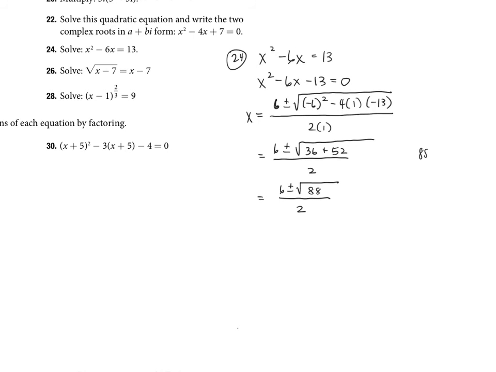Okay, so now we need to reduce the radical. So that's 44 times 2. That's 11 times 4. That's 2 times 2. All right, so we have a pair of 2's. We have a leftover 11 and a leftover 2. So that's going to be 6 plus or minus the pair of 2's comes out as 2. The leftover 11 and the leftover 2 multiply back together. Now we can divide by 2. So we have 3 plus or minus the square root of 22.